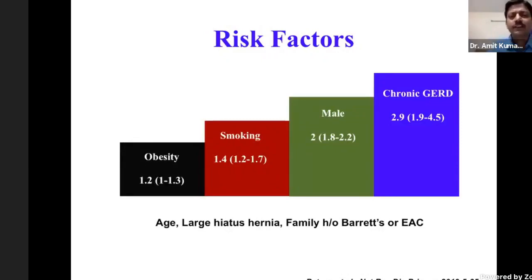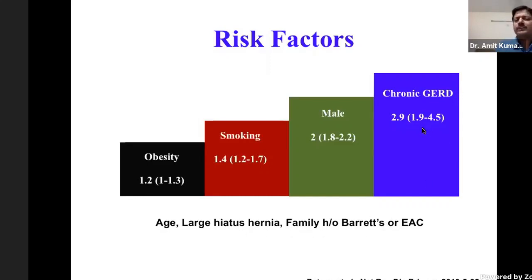So these are the risk factors for Barrett's esophagus. Obviously, the most important is chronic GERD, which is the most important risk factor. Then you have other risk factors like male sex, smoking, obesity, and other factors like older age, large hiatus hernia, family history of Barrett's esophagus.